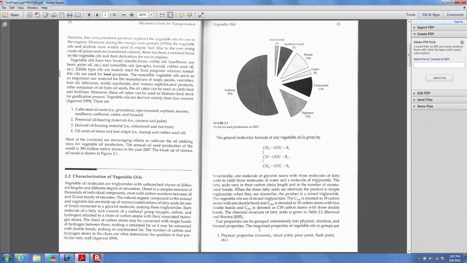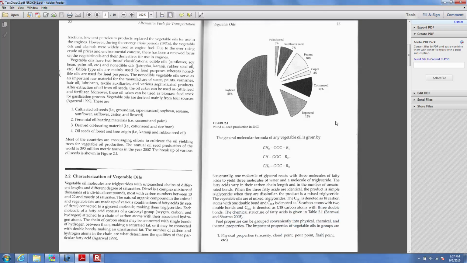Pour point, which is important, especially when you're putting it in vehicles that you have to pump through fuel lines, and flash point, which is a pretty big deal when you're trying to ignite it inside an engine. And one more thing before I change the page here.